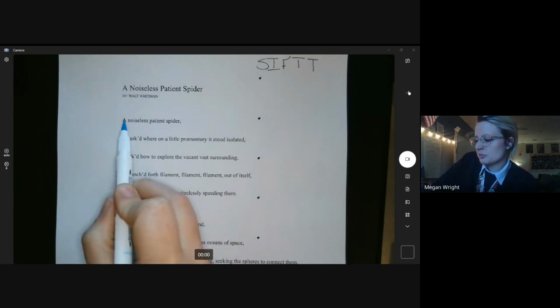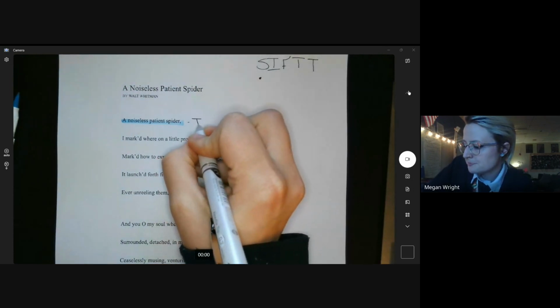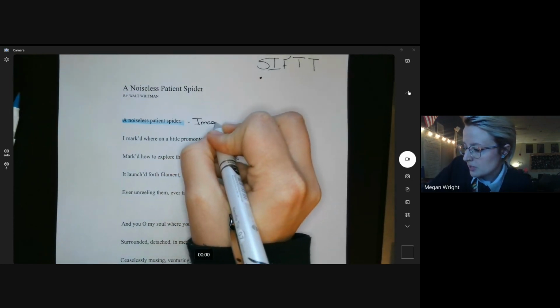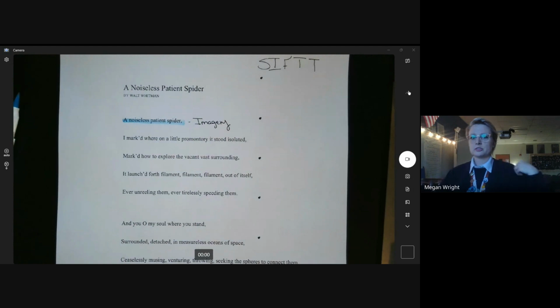If we're thinking in terms of imagery, things that we can see, feel, all of those, a noiseless patient spider is a great place to start. I would identify it and then have students label it. We would discuss what they see in their head when they think of a noiseless patient spider. Obviously, we can talk about that as an example of personification as well. But really, what do they see when they think of a noiseless patient spider?